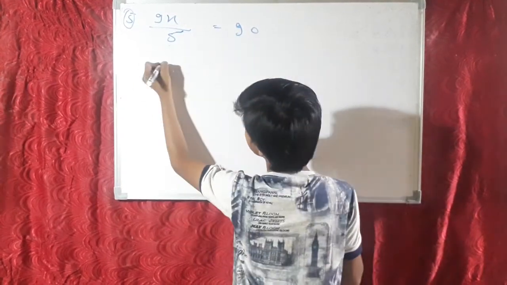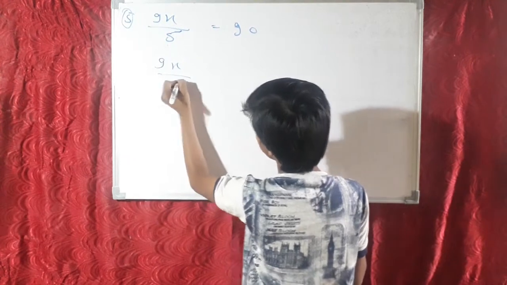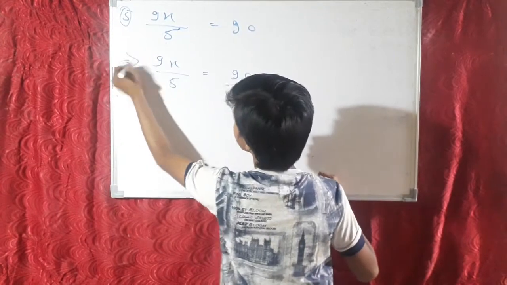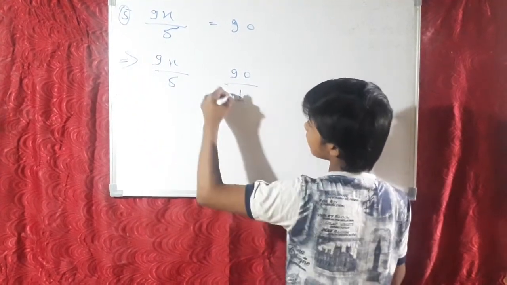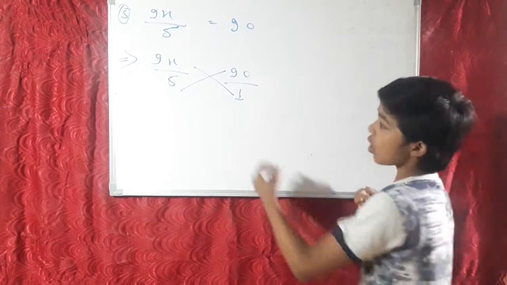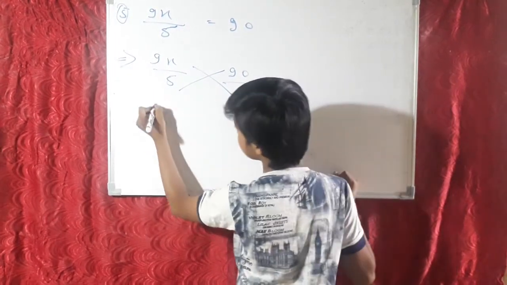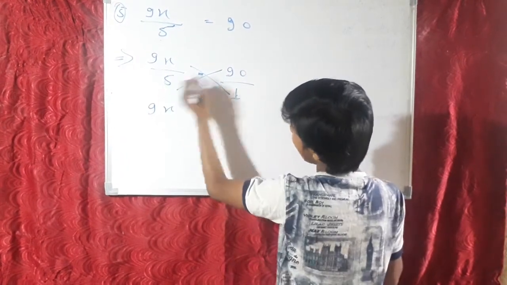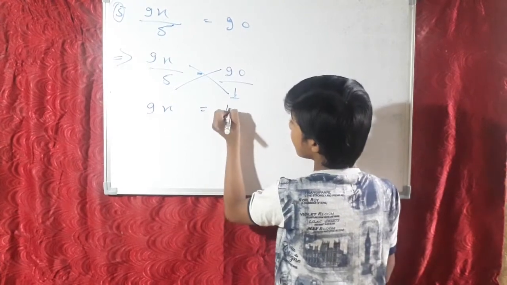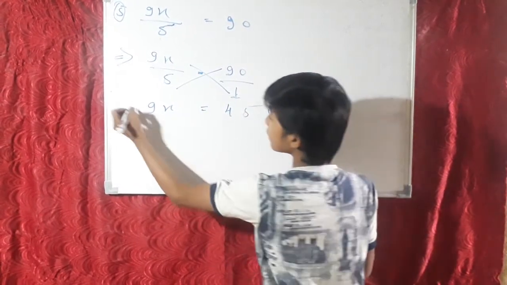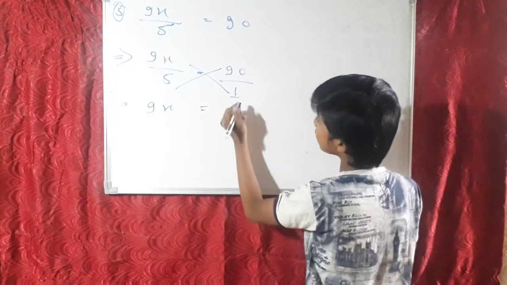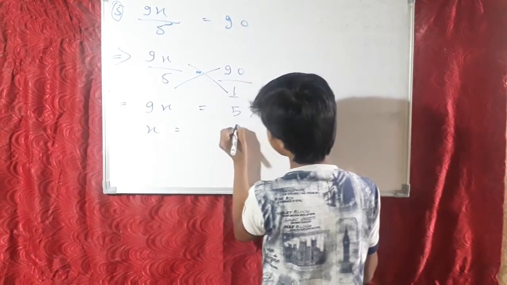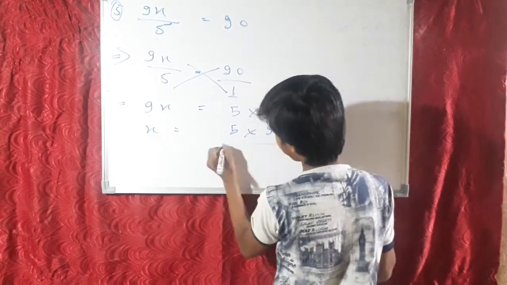So what we can do here, 9x by 5 equals 90 upon 1 we can write. We will not see this equal sign. We will write here cross multiplication. So now this 1 is multiplied by this 9x, and the equals sign will be there, and 5 multiplied by 90, what will it be? 450. And if we do not multiply it, we can write 5 into 90 as it is, and now x equals 5 into 90 upon 9.